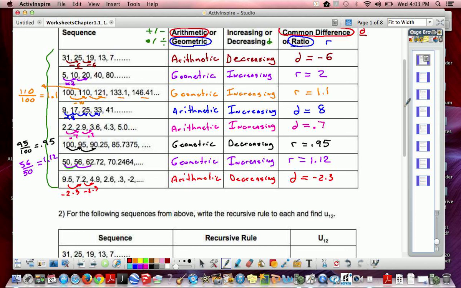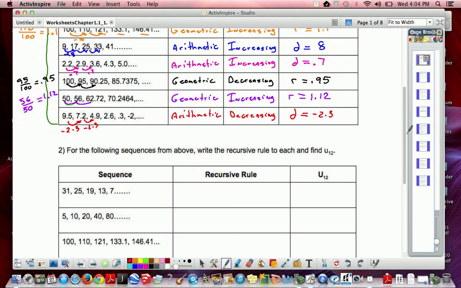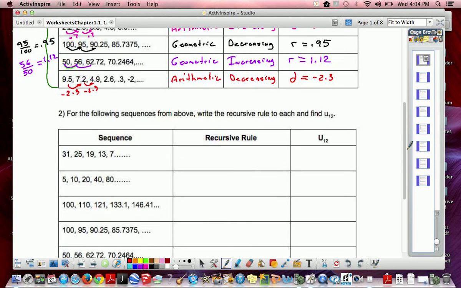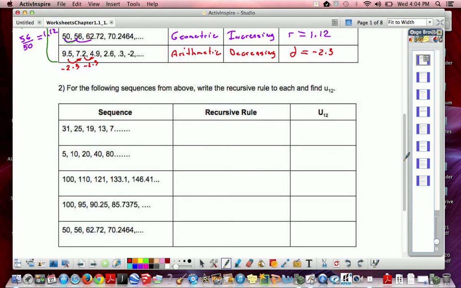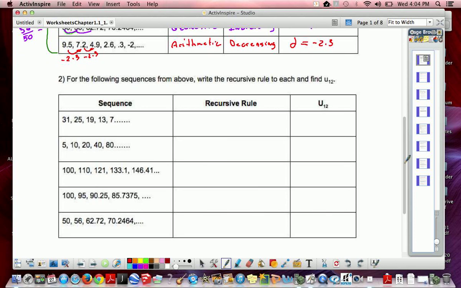So now, let's move to question number 2. Again, anytime you need to take a little bit of a break or think things through, go ahead and just pause the video and come right back to it. So for the second question, it says, for the following sequences from above, write the recursive rule for each and then find u sub 12.